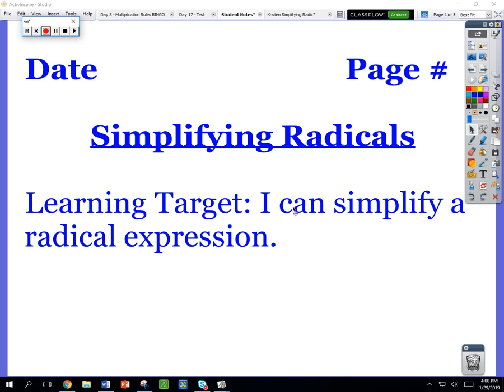You talked about them in Algebra 1, and when we were doing quadratic formula. But instead of worrying about square roots now, we're going to be more into the higher order radicals. So we're talking about cubed root, fourth root, fifth root.